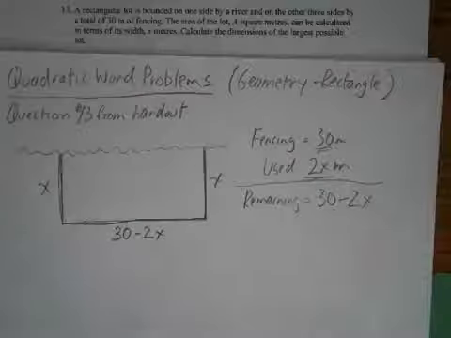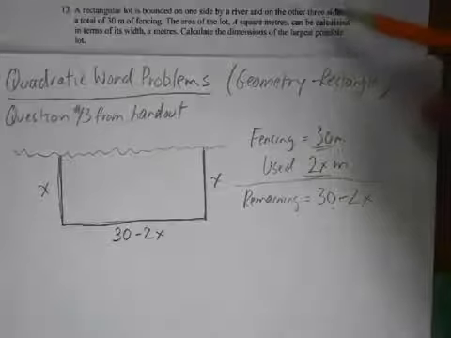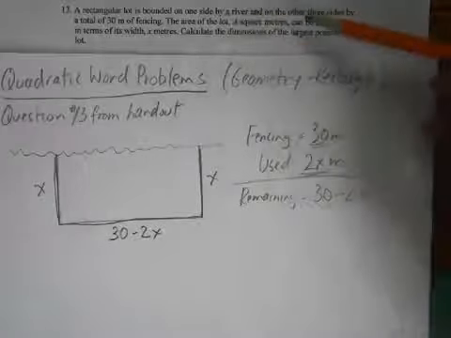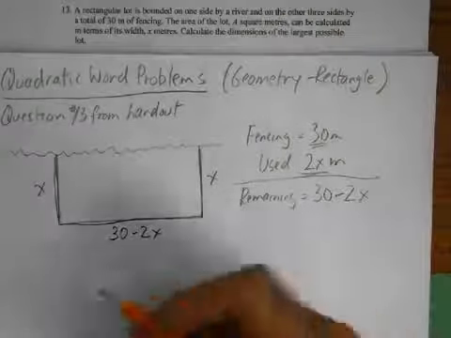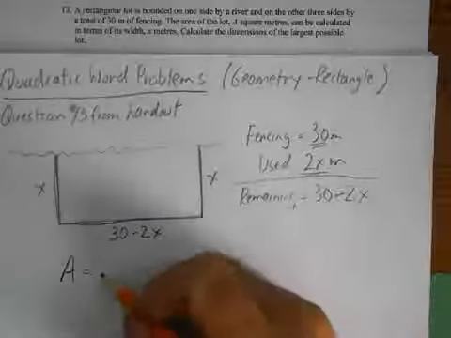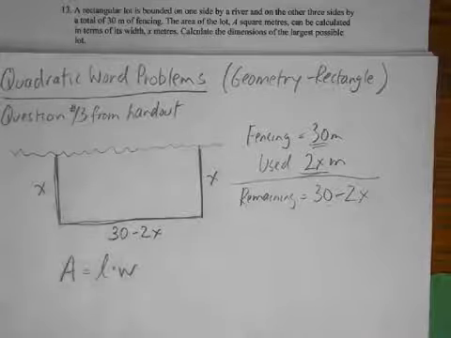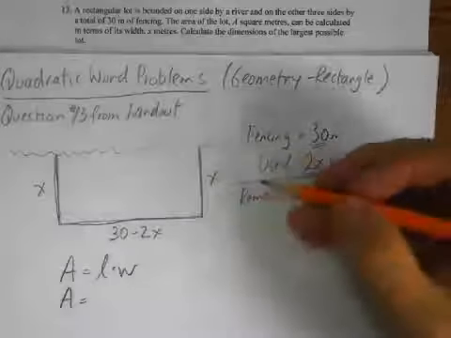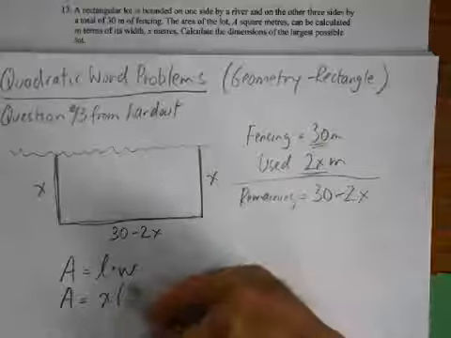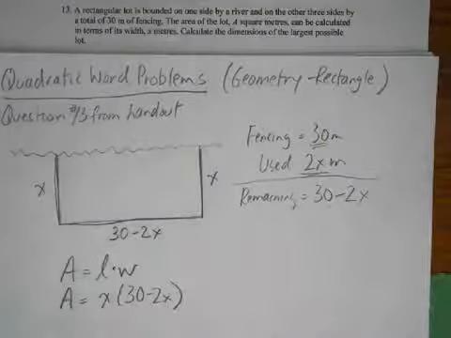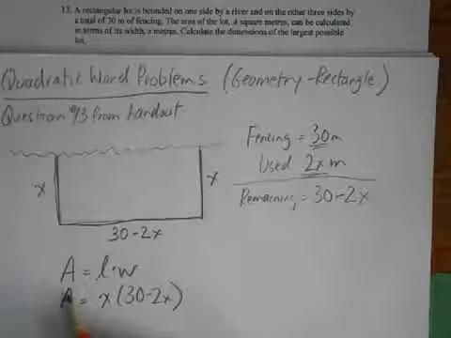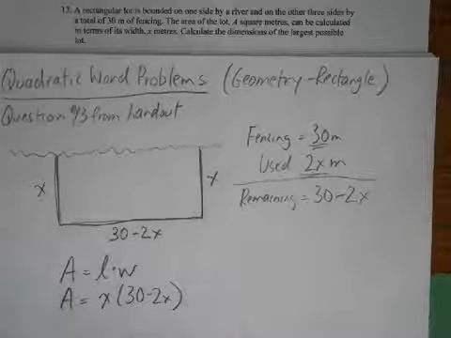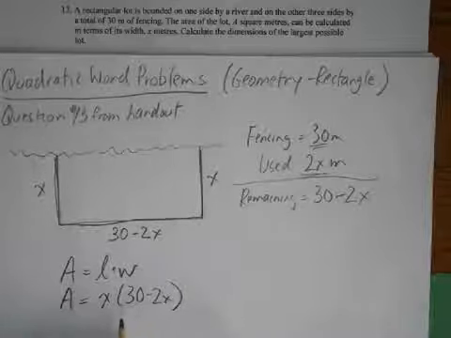Now, it says here we want to create the largest possible lot, which means area. We want the largest possible area. So I'm going to start with the basic area of a rectangle, which is length times width. I'm going to call this my length and not my width; it doesn't really matter. So that's going to be x times 30 minus 2x. Where do we go from here? I'm trying to find the largest area, but I don't know x. That's what we're trying to find. So I can't solve this because I've got two variables.